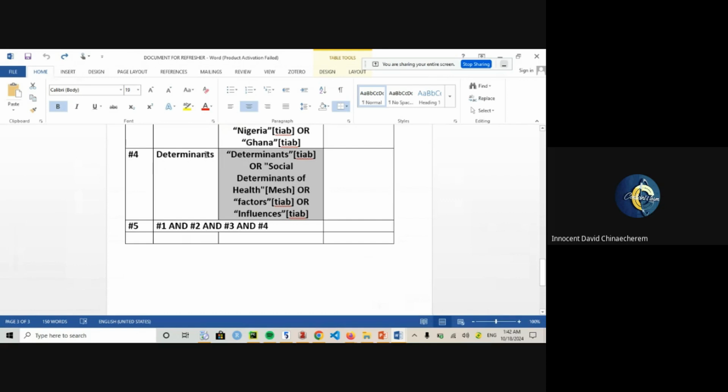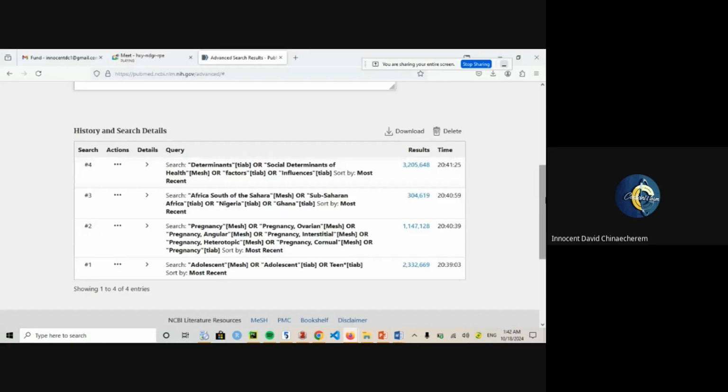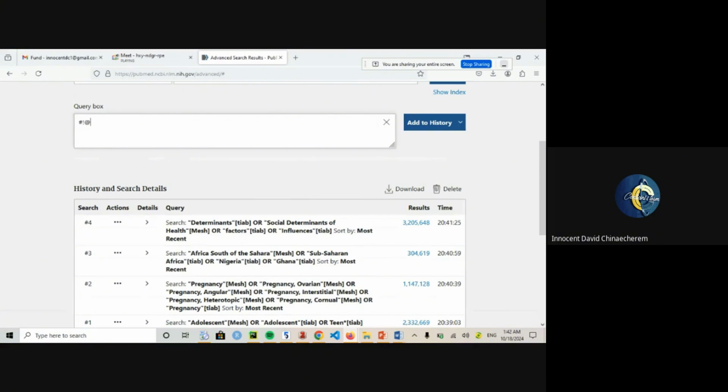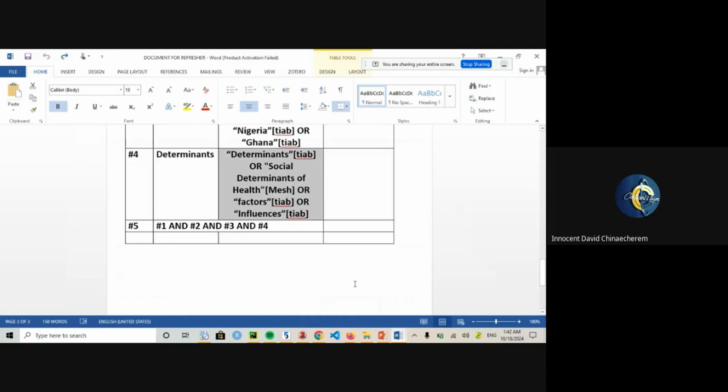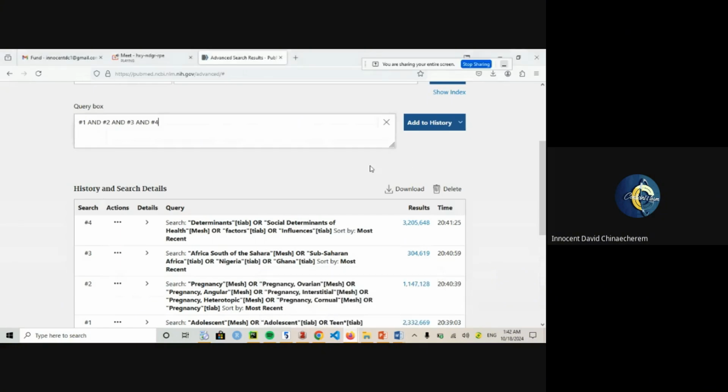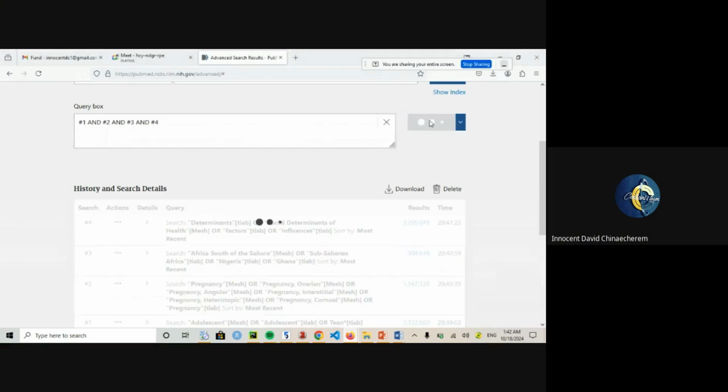So when you look at all the words, synonyms or MeSH terms of determinants, they're all separated by the OR Boolean operator. So in that case, what am I going to do? I'm now going to click #1 and #2, #3, and #4. I could have just done that easily by copying this here and placing it there. But since I already have that sorted out, I will hover around here and click on Add to History.